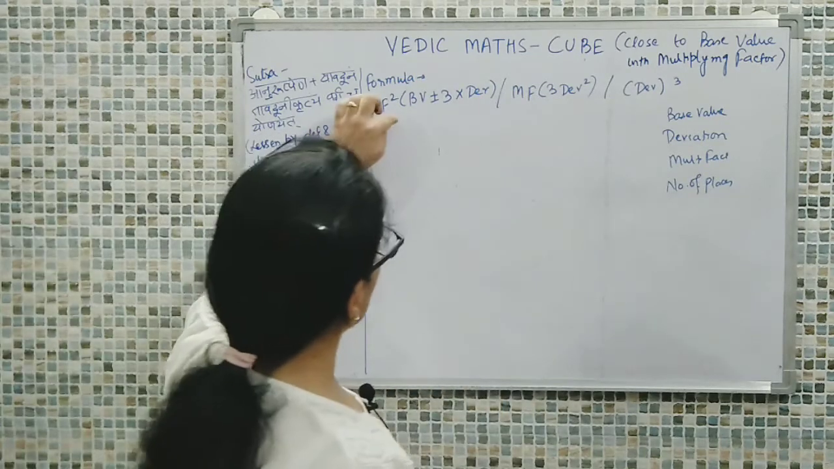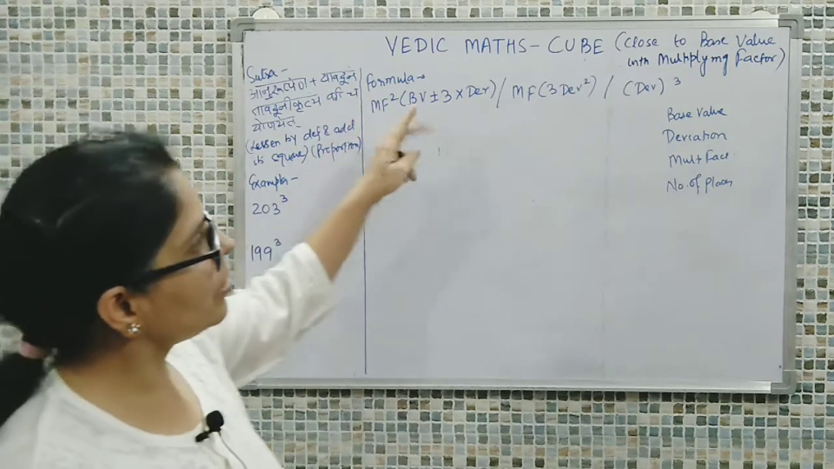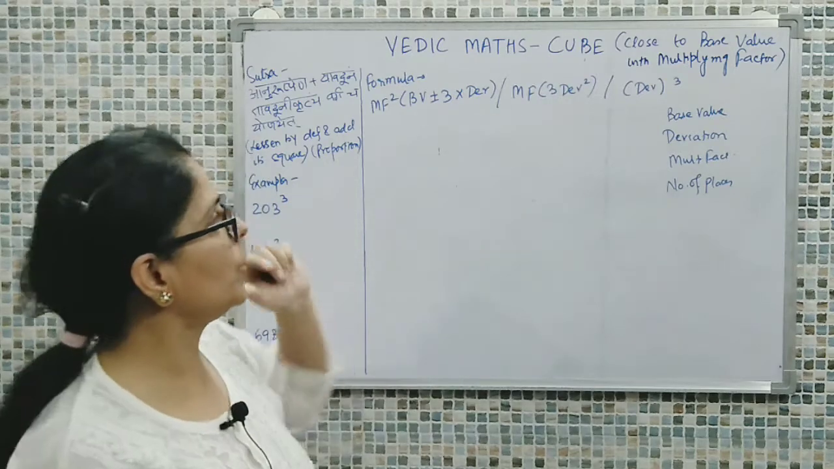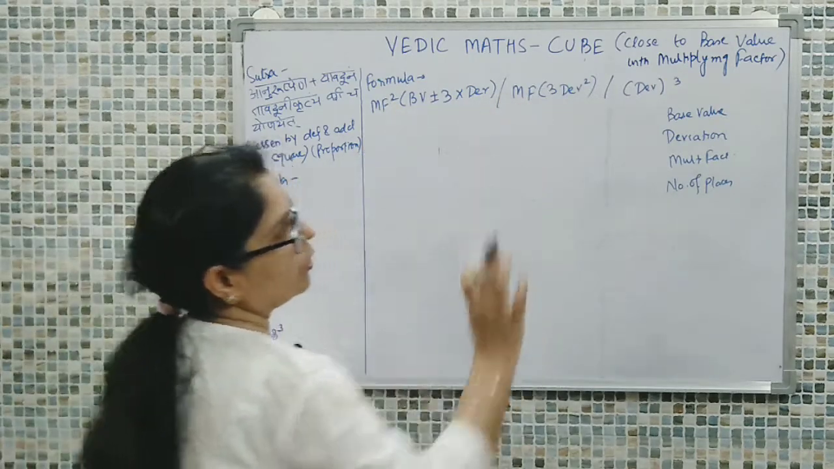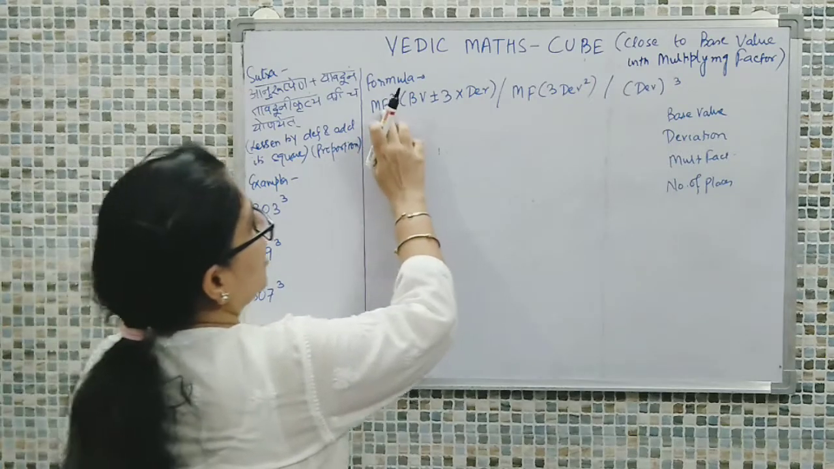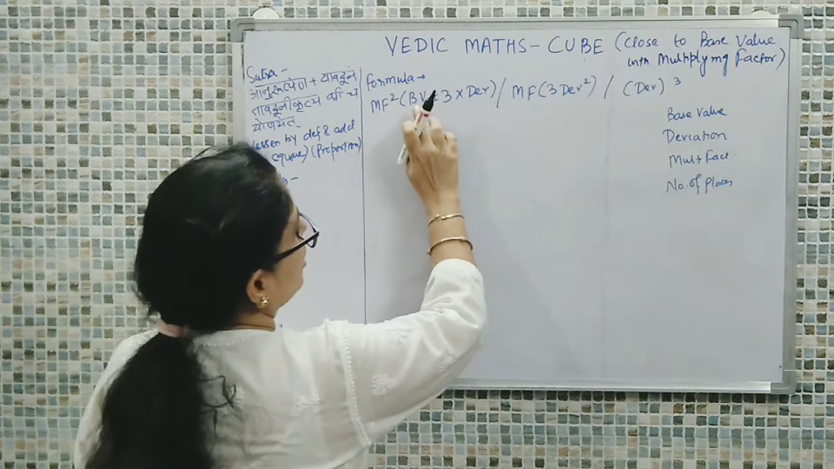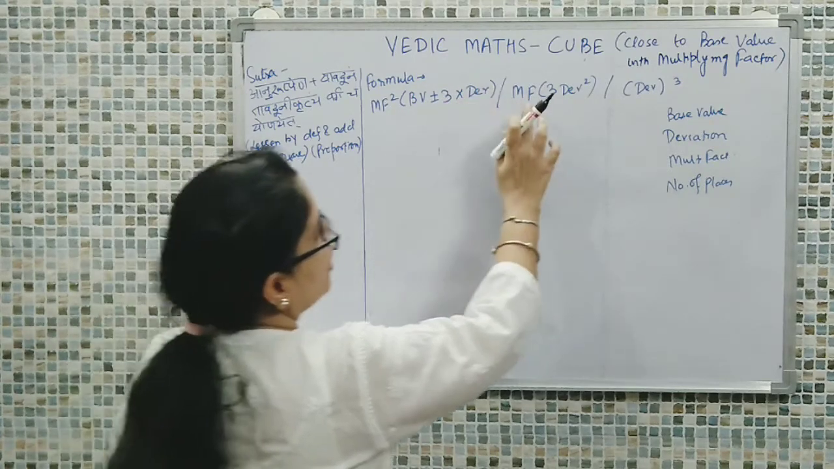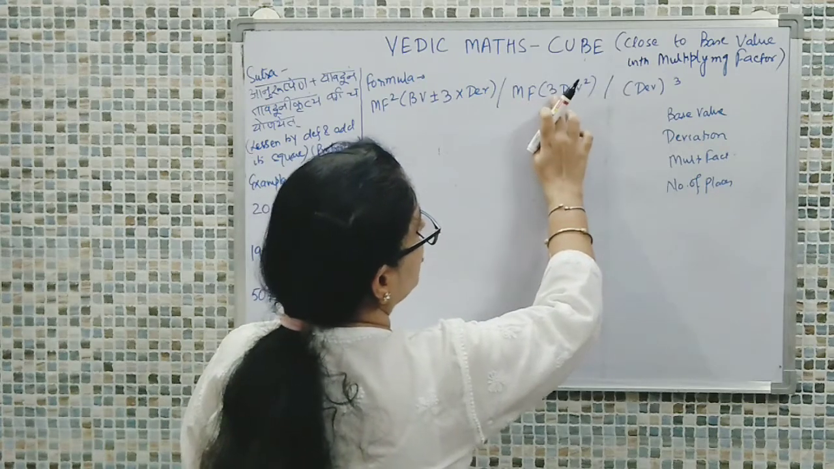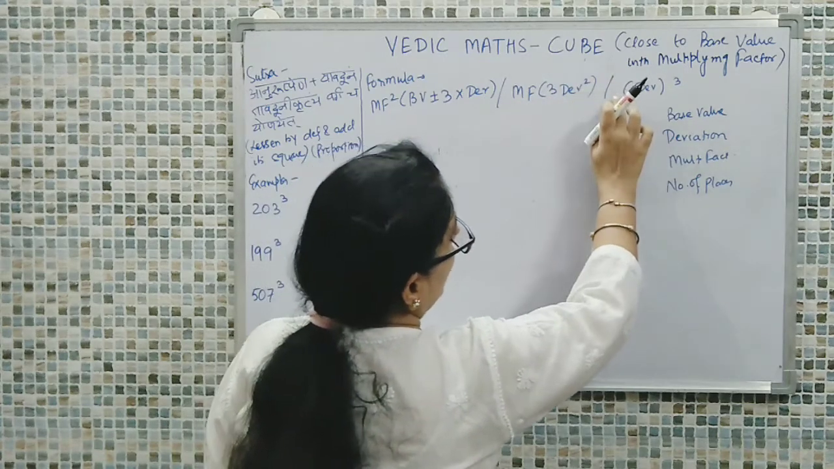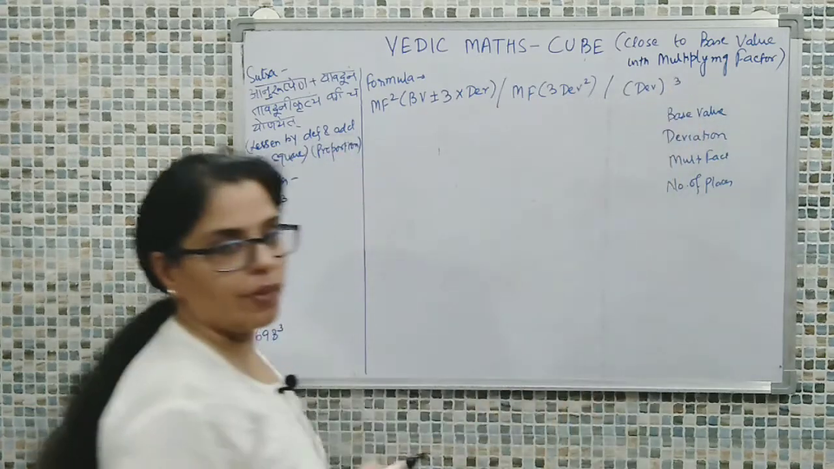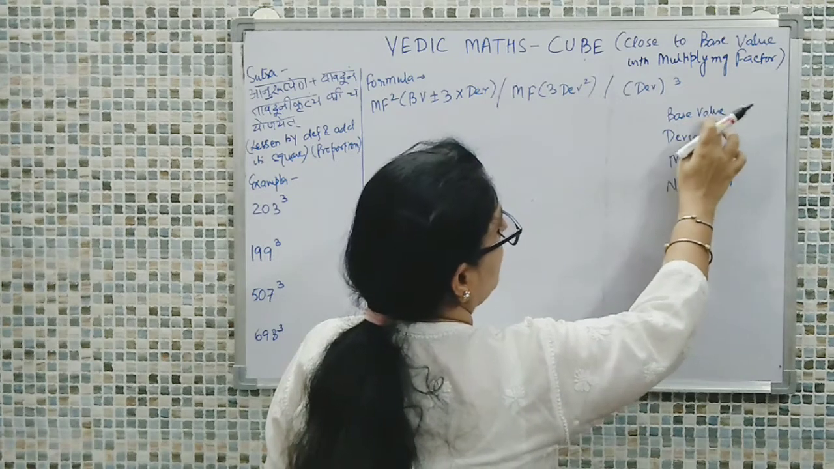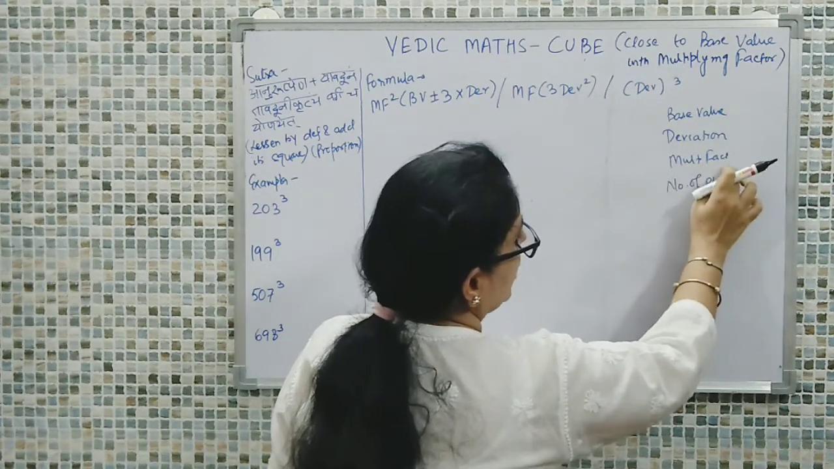Before going to the examples, let's understand the formula. The formula here is the same one we considered for the base value, but because we have a multiplying factor, this term is appended to the formula. So we have: multiplying factor square, times within brackets, base value plus or minus 3 times the deviation. This will be the first part. The second part will be multiplying factor into 3 times the square of the deviation, and the third part will be the cube of the deviation, right?